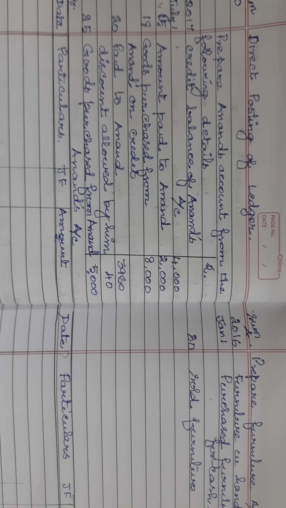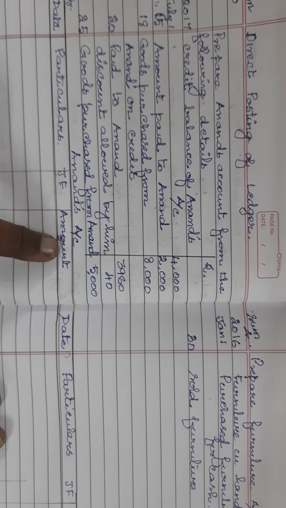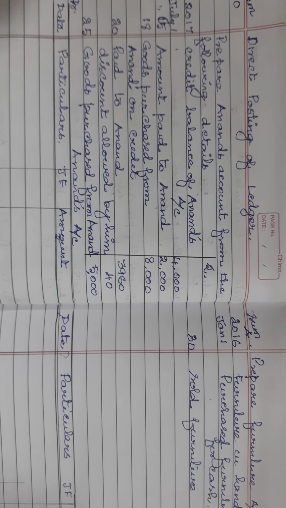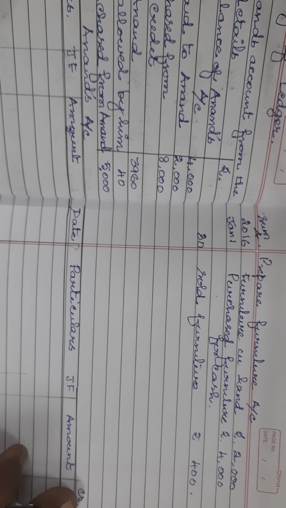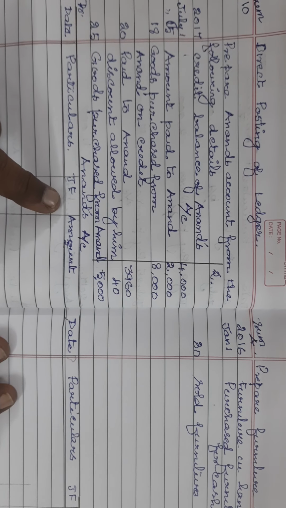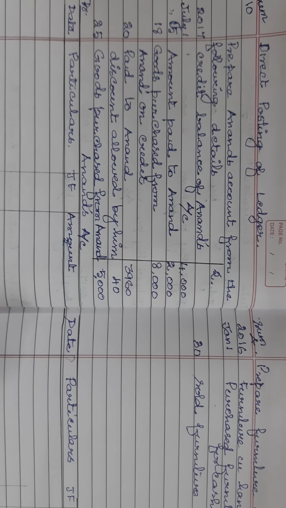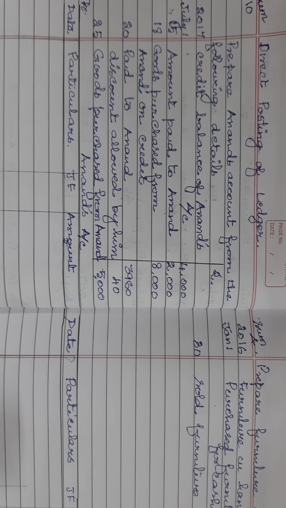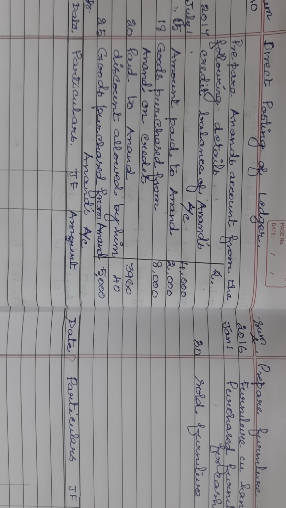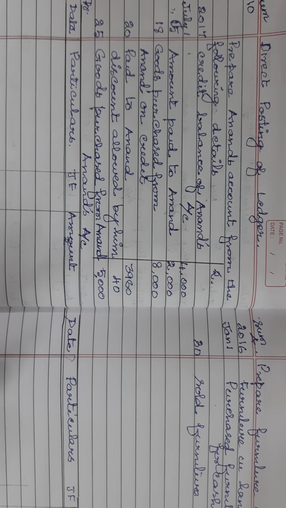So we are going to see what the transactions are. First, you have to write Anand's account in a T format. The moment you see an account, you write debit on the left side and credit on the right side. We have columns for date, particulars, journal folio, and amount on both sides. What is the journal folio? It is the journal page from where these transactions are transferred and posted in this ledger account. It is just for reference.